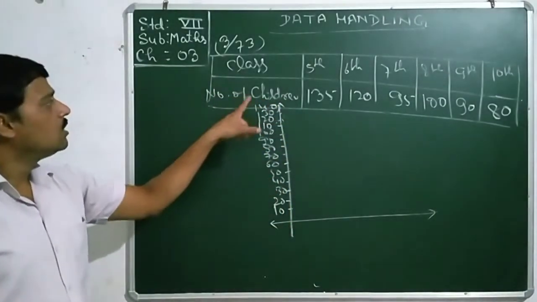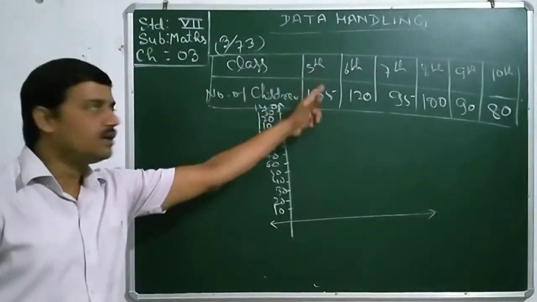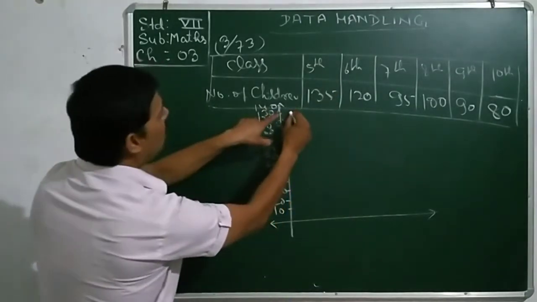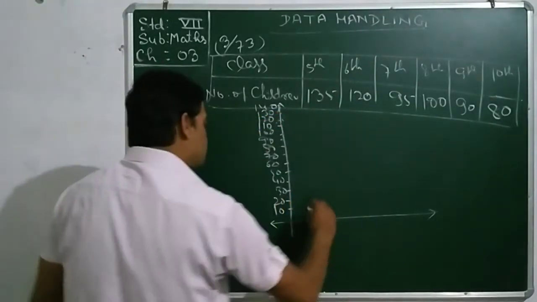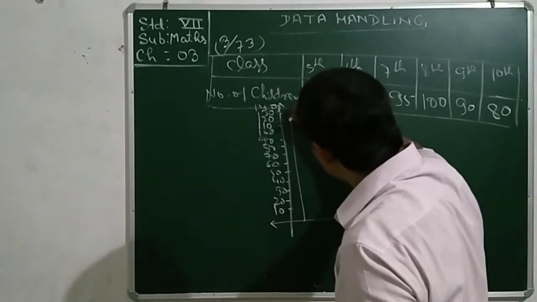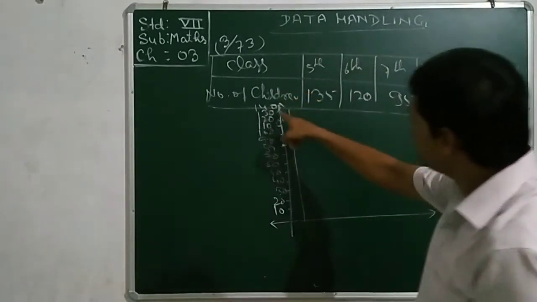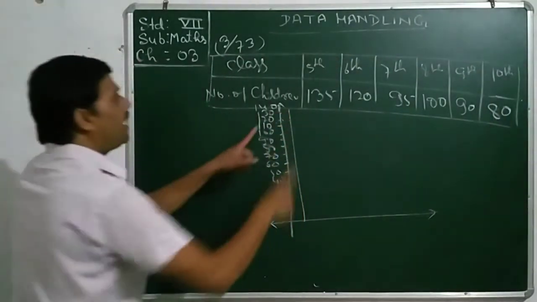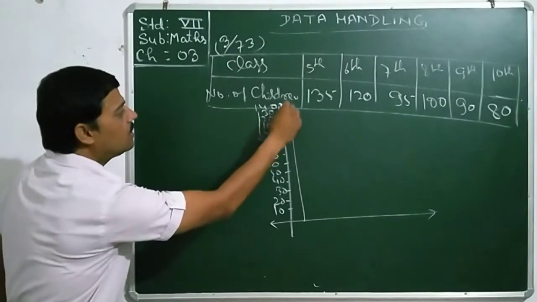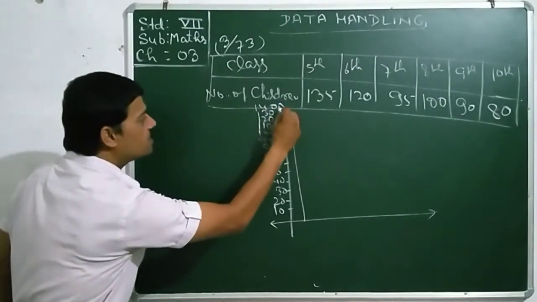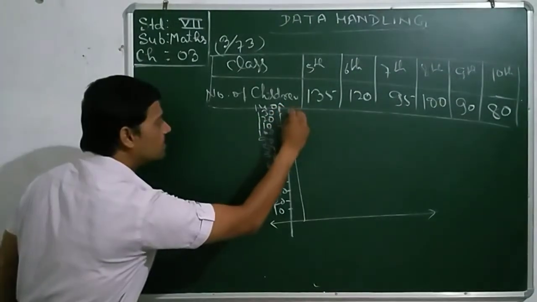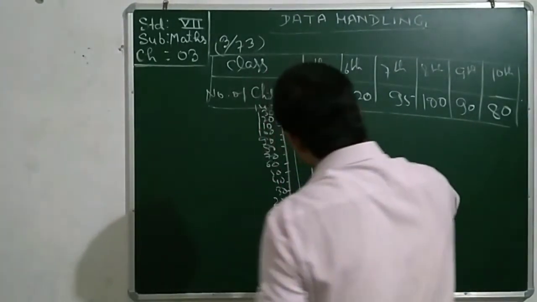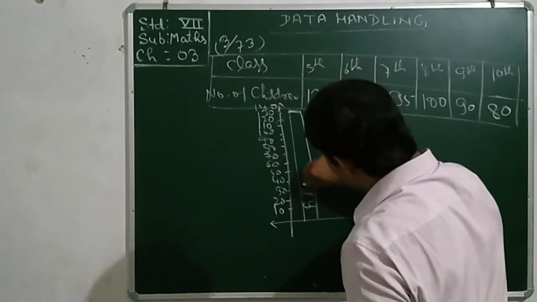To draw the graph for standard fifth, the number of students is 135, so the graph will reach up to this. Consider this graph I take for the standard fifth. 135 will lie between 130 and 140, in the middle. So we consider it to be here and draw up to it. This was for standard fifth.